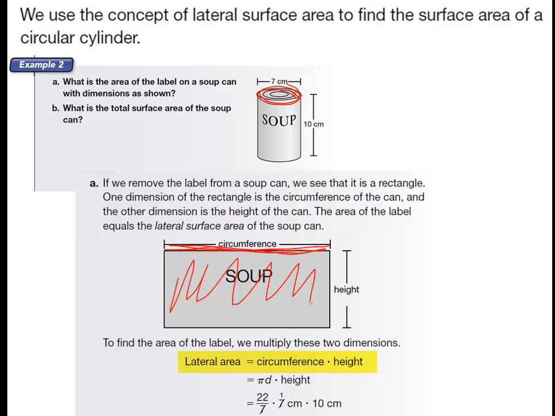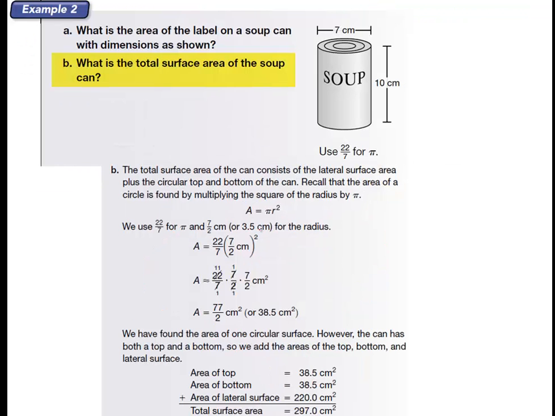So you're going to take pi times diameter times height. We're going to use 22 divided by 7 for pi. We're going to multiply it by 7, which we know is our diameter, and then multiply it by 10, 10 being the height. So 22 times 10, 220 centimeters squared is what this equals. All right?